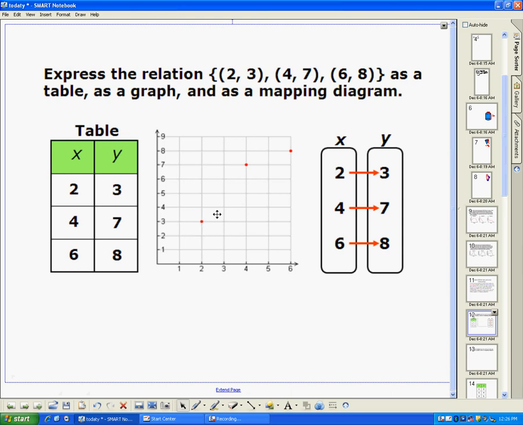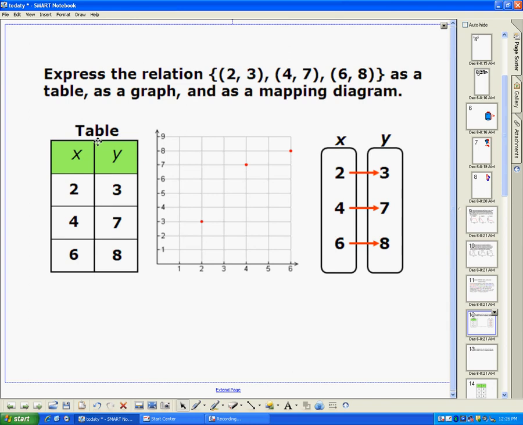So like you have 2 comma 3, here's the point 2 comma 3. You have 4 comma 7, here's 4 comma 7. You have 6 comma 8, here is 6 comma 8. But then you also have a mapping diagram that shows, well, when x is 2, y is 3. When x is 4, y is 7. When x is 6, y is 8, and so on. And so all three of these are displaying the exact same information.